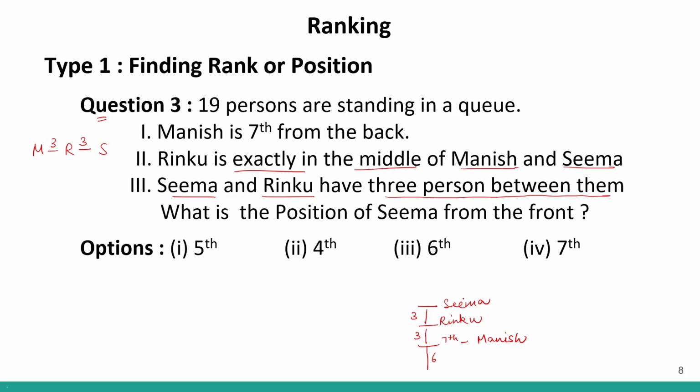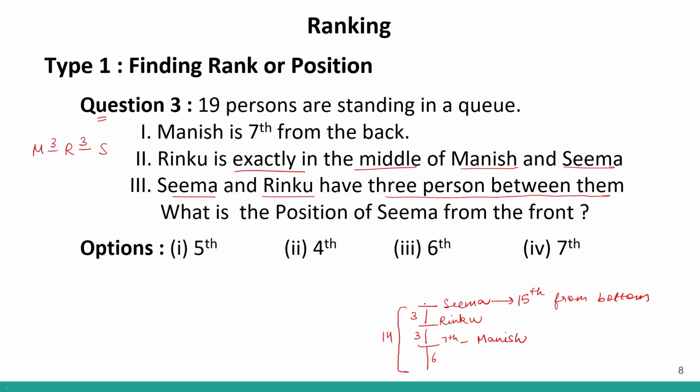Up till Seema, how many people do we have? Up till Seema, we have 6 plus 1, 7, plus 3, 10, plus 1, 11, plus 3, 14 and plus 1, 15th. So basically Seema is 15th from bottom. Correct? Let me repeat. We have 6, then we added 1 for Manish, then we have 3 people, then we added 1 for Rinku, then we have 3 people, then we added 1 for Seema. Or up till here you can see 6 plus 1, 7, plus 3, 10, plus 1, 11, plus 3, 14. So before Seema, up till here we have 14 people.